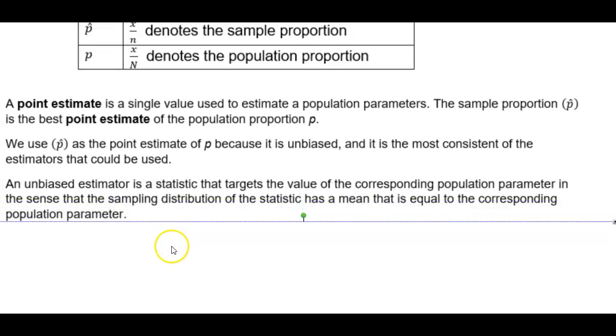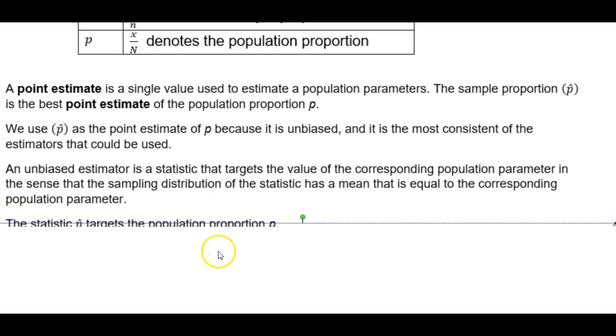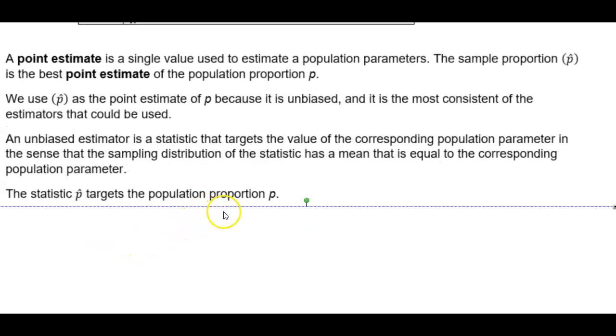Now, an unbiased estimator is a statistic that targets the value of the corresponding population parameter, in the sense that the sampling distribution of the statistic has a mean that is equal to the corresponding population parameter. Now, the statistic, the point estimate p hat, targets the population proportion p.